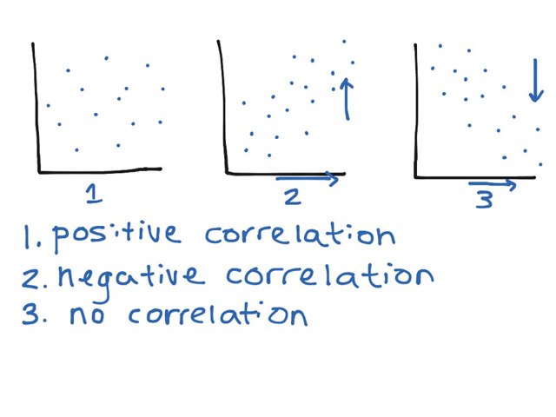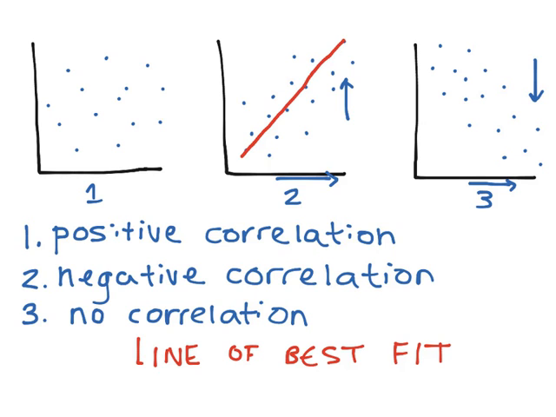A good tool we can use to show these trends is the line of best fit. It's very important. We draw a line of best fit through the bulk of the points so that it shows the trend of the direction. So for graph 2, the line of best fit would look something like this. In graph 3, it would look something like this. In graph 1, we can't draw a line of best fit because there is no overall trend.